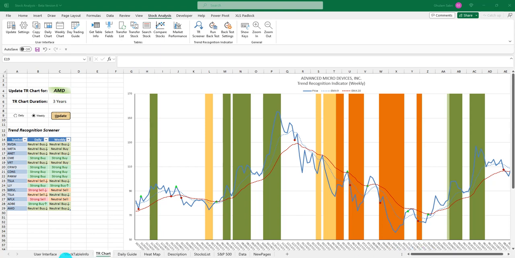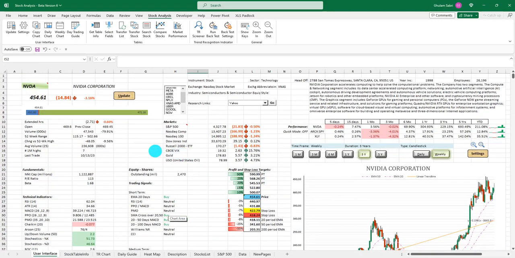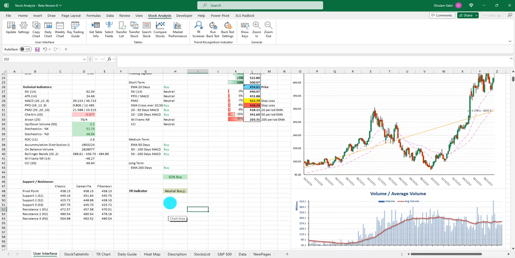TR indicator. The third worksheet in our stock analysis software is TR chart. If you go back to the first worksheet, which is user interface worksheet, over here you see our proprietary TR indicator status neutral buy for this particular stock, which is Nvidia in this case, based on a weekly chart right here, which is telling us that it's a neutral buy and has changed its direction very recently from a strong buy or something like a buy to neutral buy.